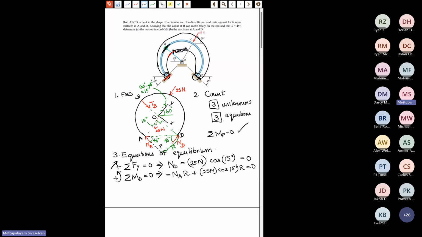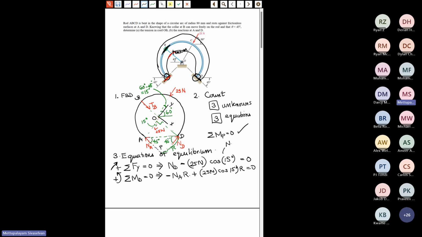So I can solve that and I get NA is 25 Newtons cosine 15 degrees. And then finally, I can do the sum of the forces in this new x direction, with this way being positive, equals 0.